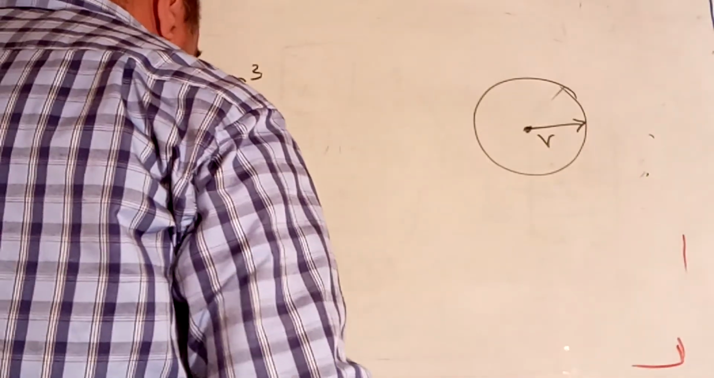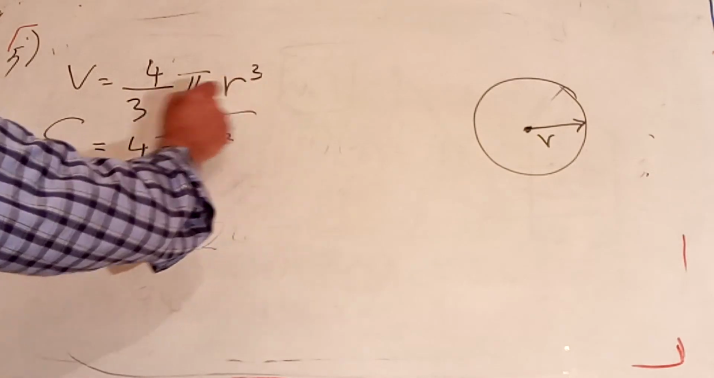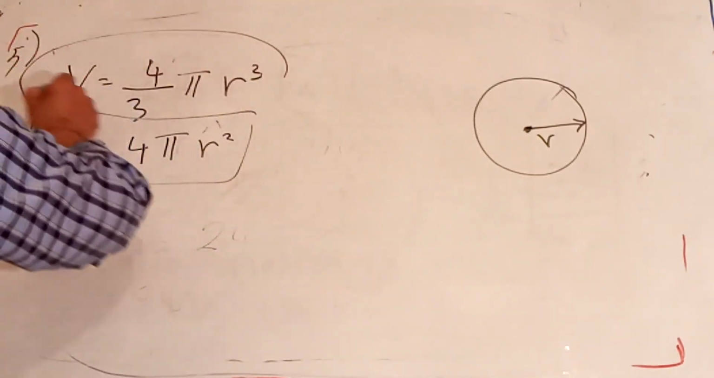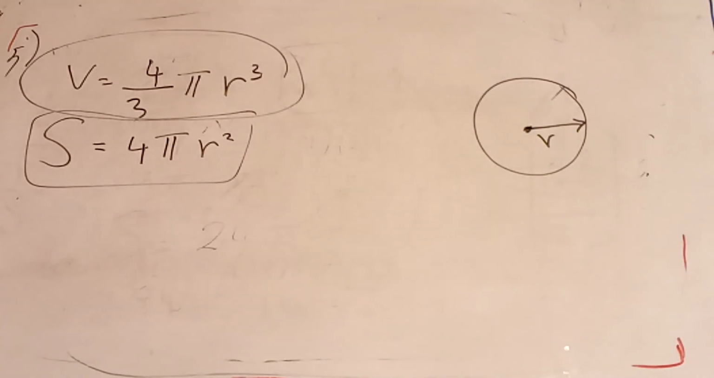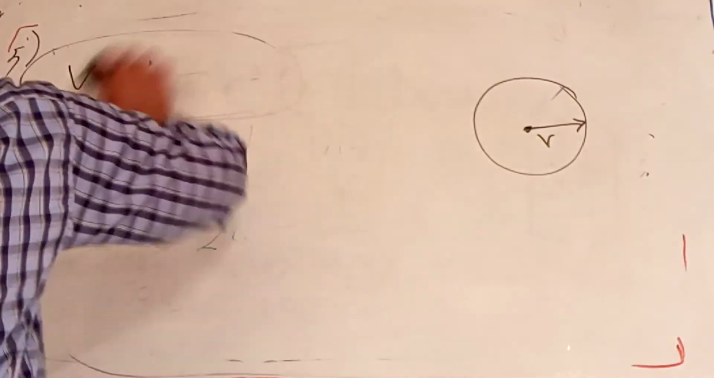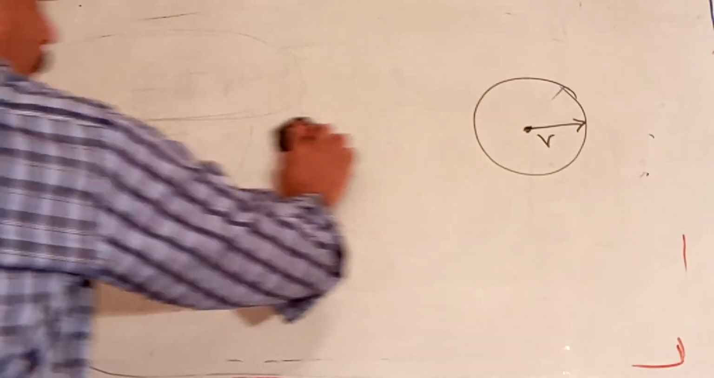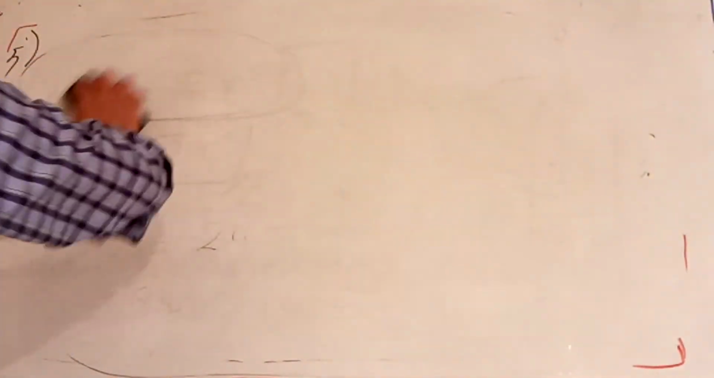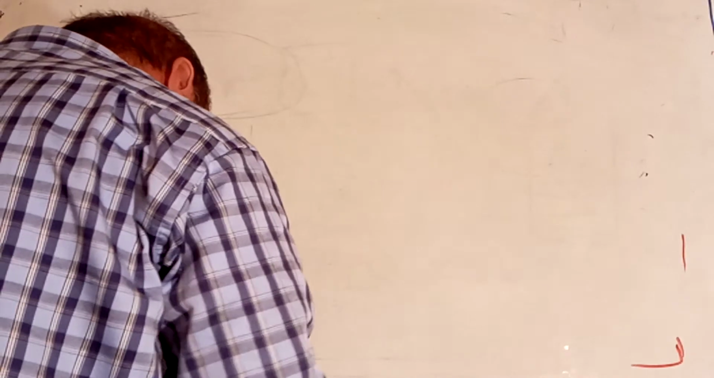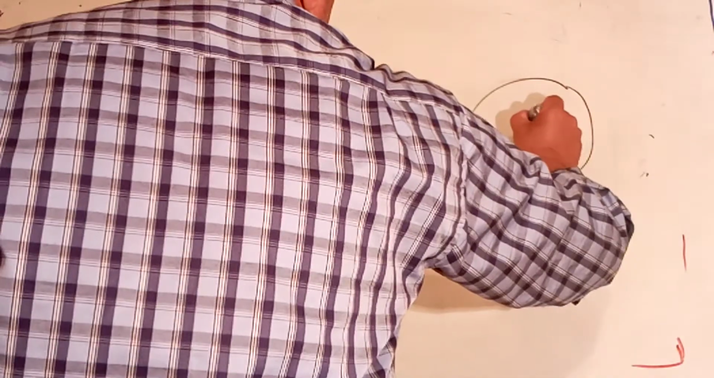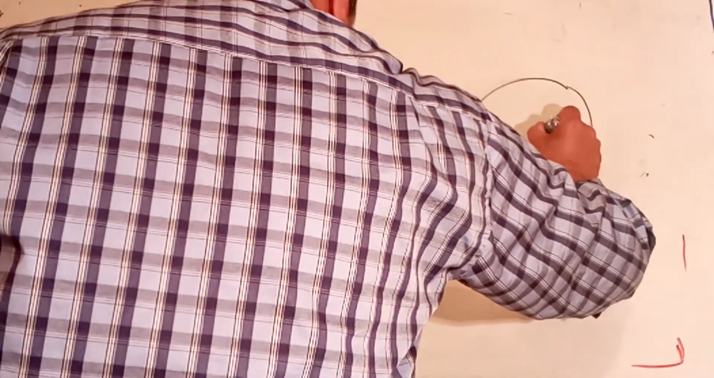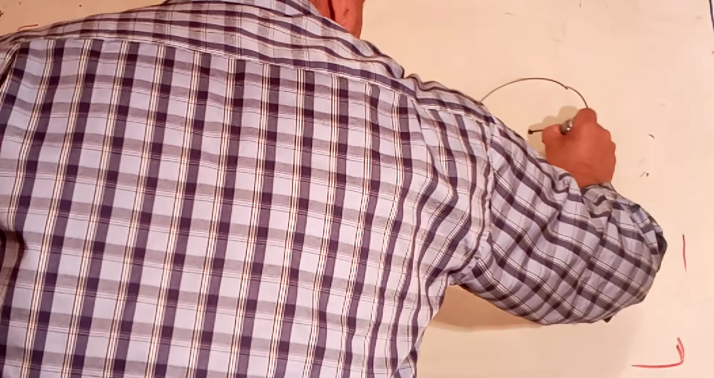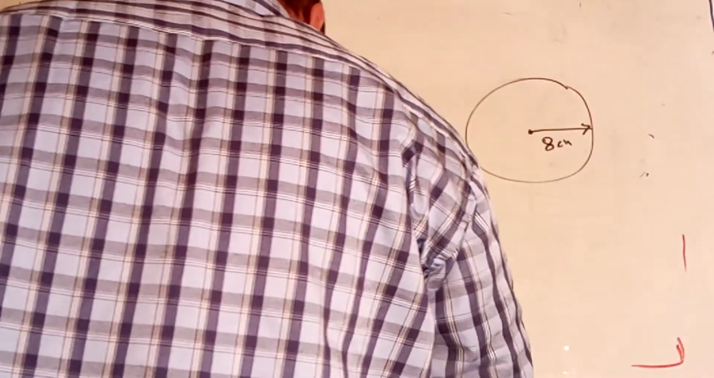Let's go to example number 19. This is one rule you have to memorize, and this is the second rule you have to memorize. Take a look before I erase. Very easy. Example number 19. A sphere of radius 8 cm. This is the radius, not the diameter. Calculate its volume and its surface area.